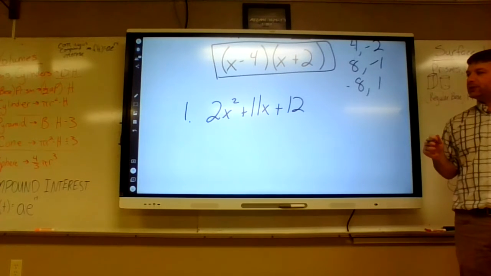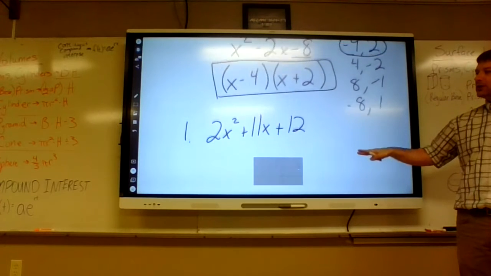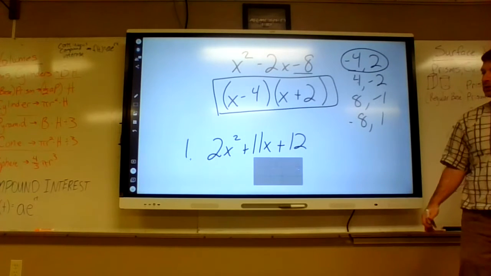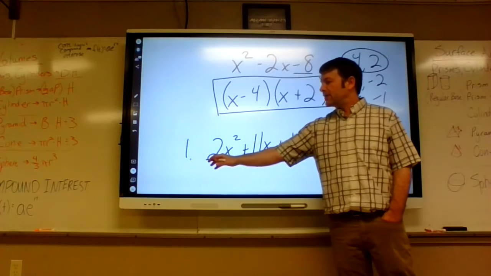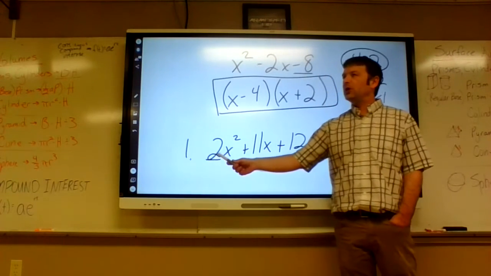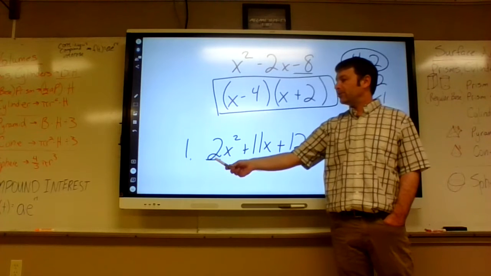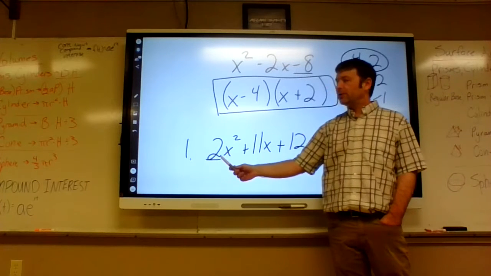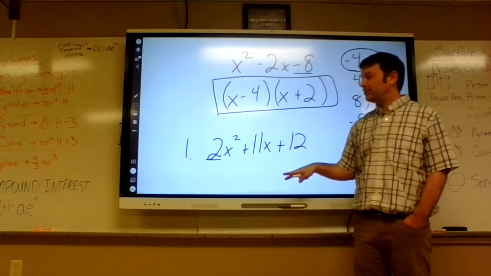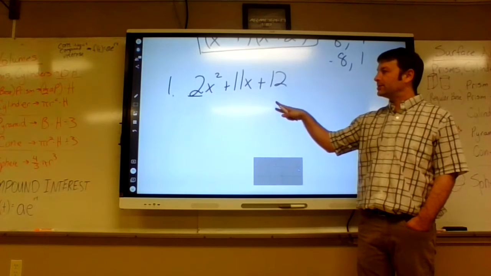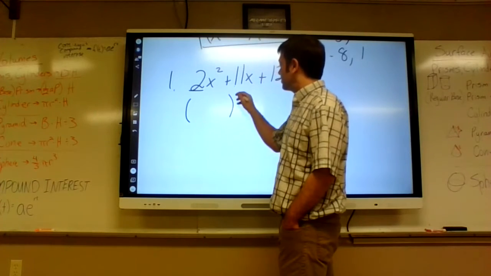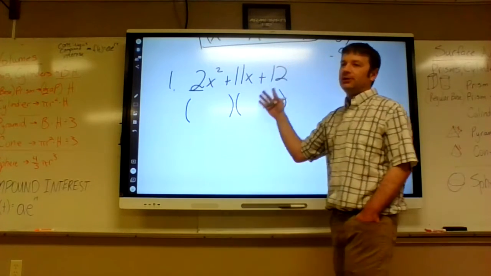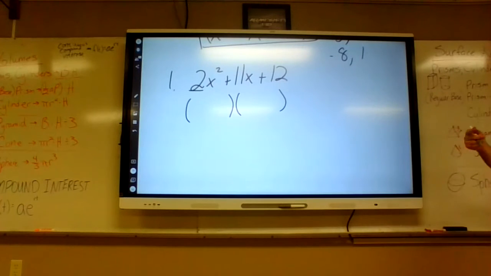So, do you guys see what's different on number one from the problem that we just did? There's a number up here on the first term. If there's a coefficient other than 1, that's going to make things more challenging, and we'll see why here in a second. It is still a 3-term factoring, so it is like a FOIL problem still.